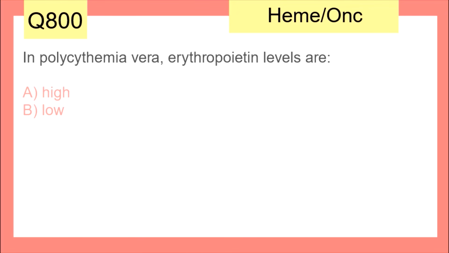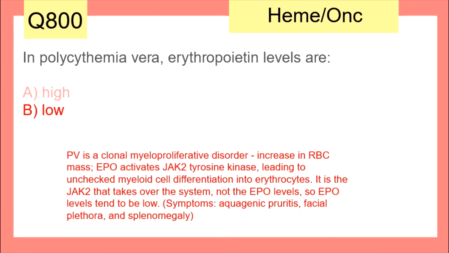Question 800, in polycythemia vera, EPO levels are going to be high or low? I wouldn't have asked if it was high. Low. What happens is that the JAK2 takes over the system, not the EPO. EPO tends to be low. Symptoms include, as I mentioned before, aquagenic pruritus, facial plethora, and splenomegaly.